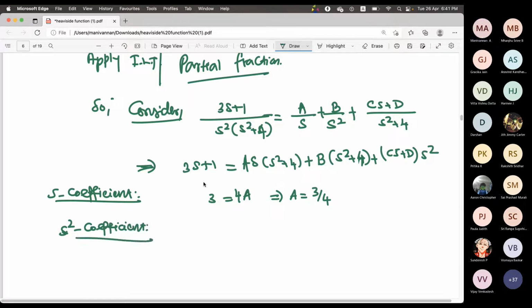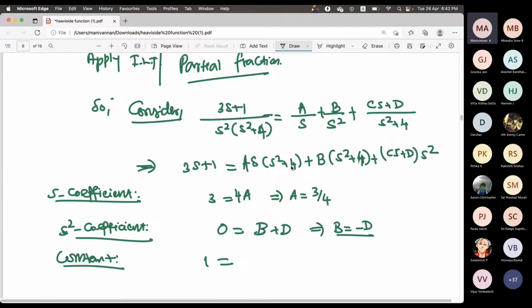The s square coefficient is 0, which is B plus D. So with this, no information we can get, right? Simply the relation: B is nothing but minus D. Then the constant: 1 equals 4B, which implies that B is 1 by 4. Implies D is minus 1 by 4. D is minus 1 by 4. Am I right?